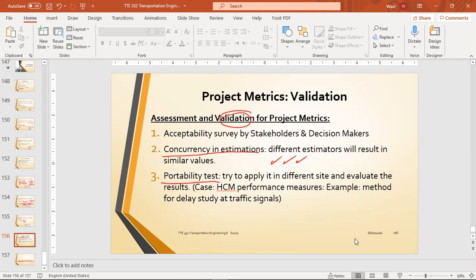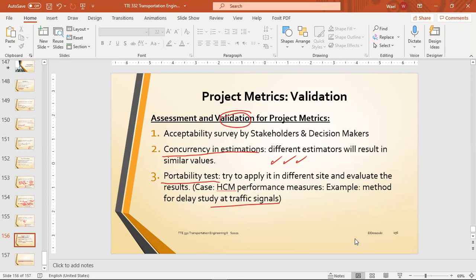Try to apply it in different sites and evaluate the results. For example, the Highway Capacity Manual performance measures, such as the method for delay study at traffic signals. This method was developed in the US and based on US traffic flow data, but it was not based on a single site. It was based on a large number of sites. So when we apply it here in Saudi Arabia, we come up with almost the same result. That means this method to measure delay is portable.